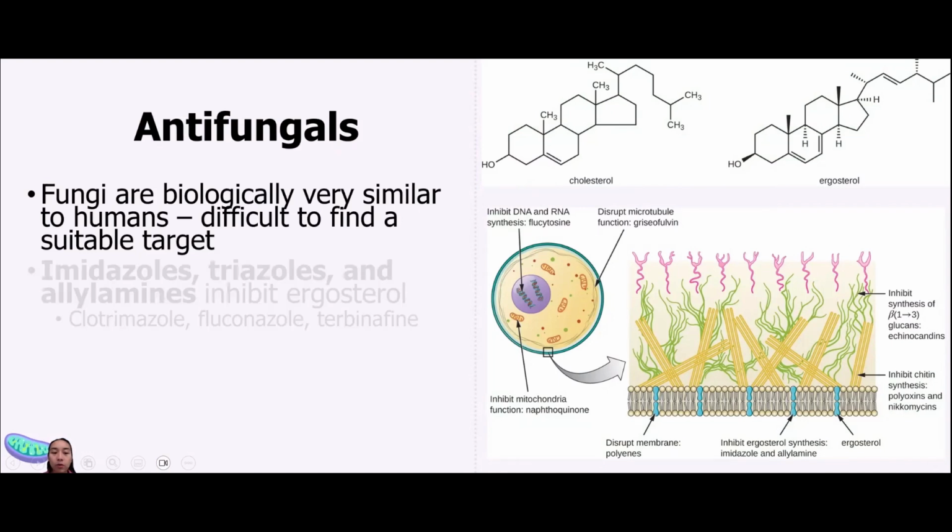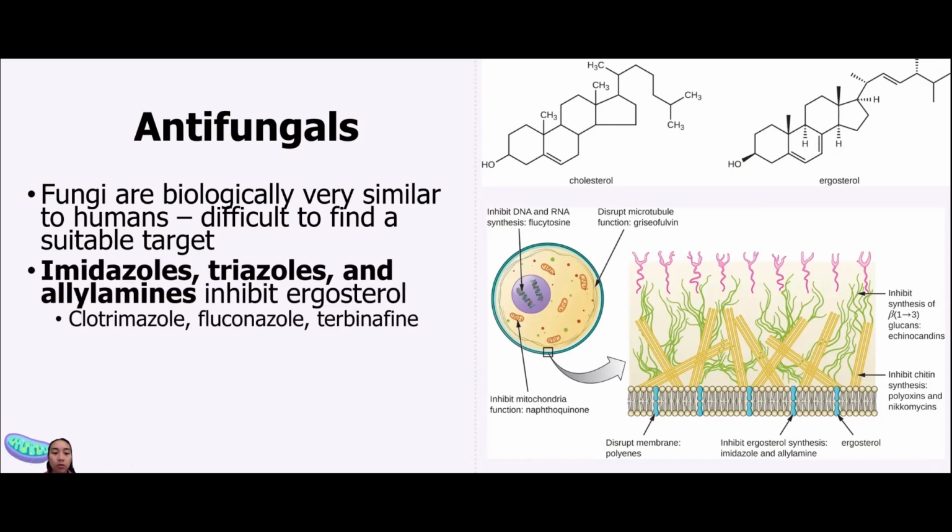And so we have a few drugs, imidazole, triazole, and allylamines, that inhibit ergosterol, and they usually inhibit the synthesis of ergosterol. Some of the more famous ones are clotrimazole, fluconazole, and terbinafine. So they're going to be inhibiting ergosterol synthesis.